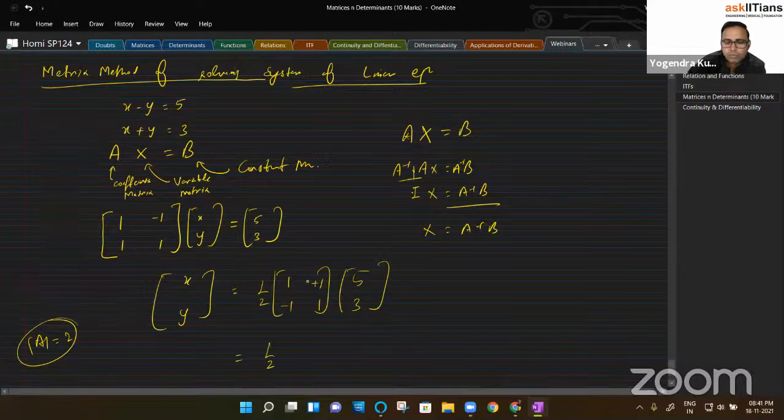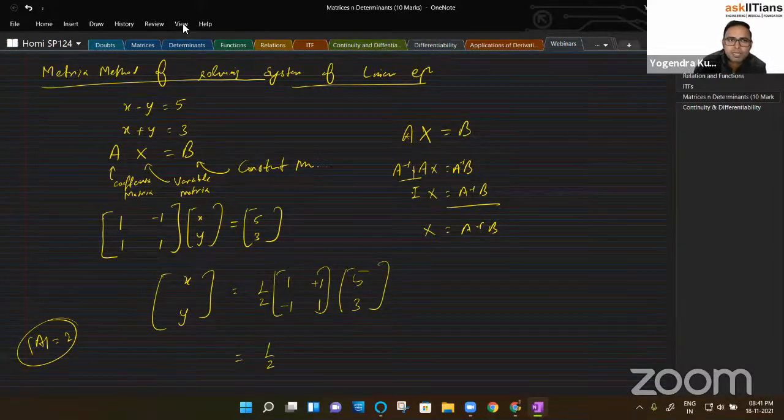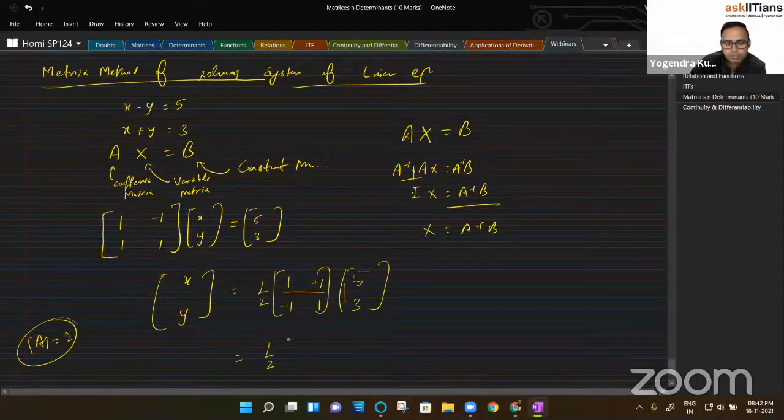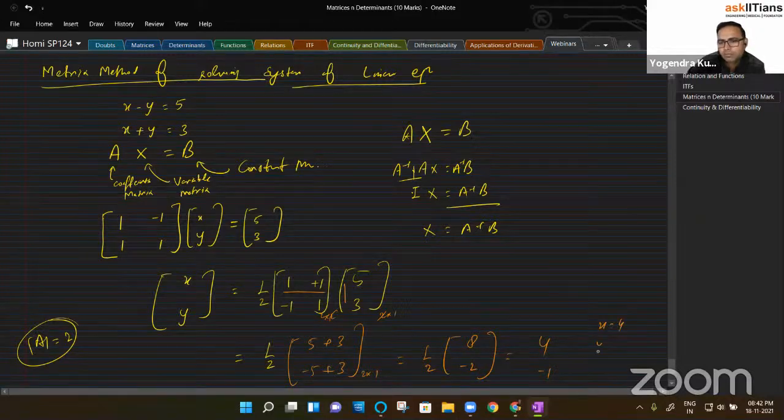So now we do 1 by 2, I hope you remember. The multiplication here will be this row to this column. So what we'll get is 5 plus 3, and then here -5 plus 3. You know, it is 2 into 2 and 2 by 1, so the 2s get cancelled. We are getting a 2 by 1 matrix, right? This is one element, 1 by 2. Here we are getting 8 and here -2. So what is the final answer? 4 and -1. So the x value is 4, and the y value is -1. Everyone got it? It is as simple as it is.